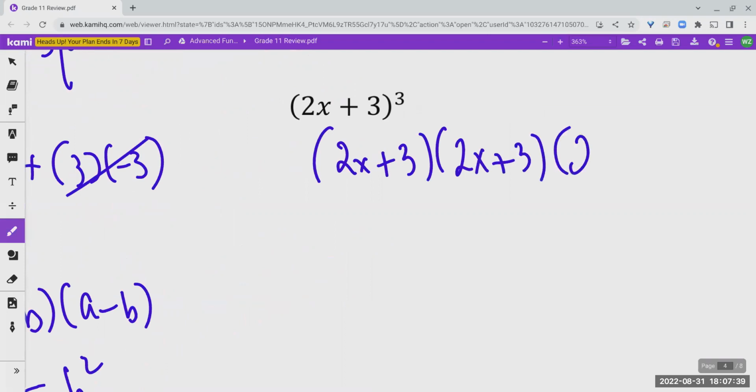So the brute force way is just to write them out, FOIL, and then FOIL again. Now that takes quite a while, but it does get you the answer eventually. I'm not doing that, okay? Yeah, that takes too long.